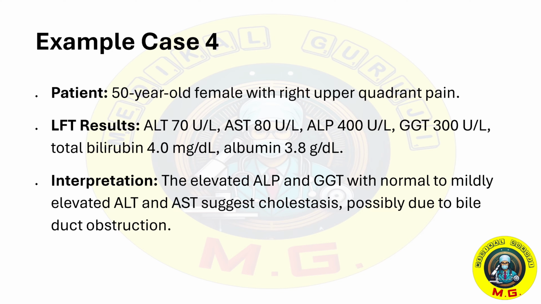The fourth example is one you should try: a 50-year-old female with right upper quadrant pain presents with LFT results ALT 70 units per liter, AST 80 units per liter, ALP 400 units per liter, GGT 300 units per liter, total bilirubin 4 mg per deciliter, and albumin 4.8 grams per deciliter. So interpret this and comment the answer in the comment box.